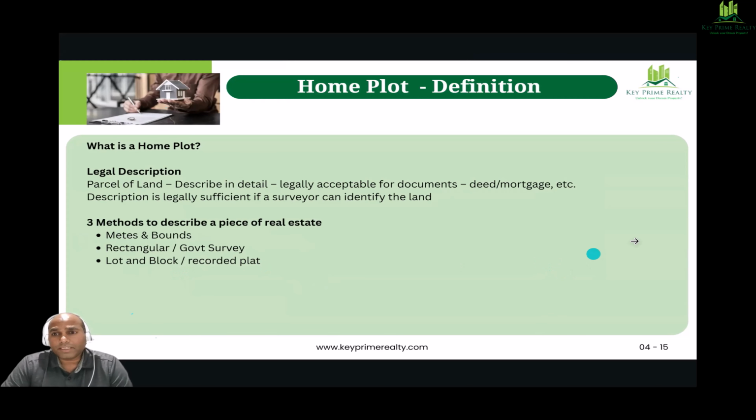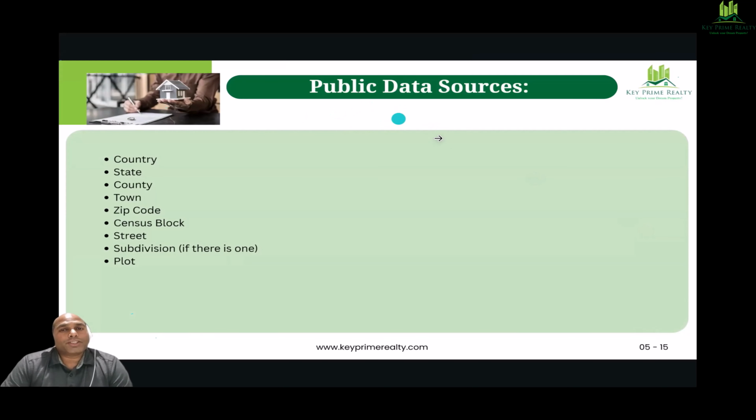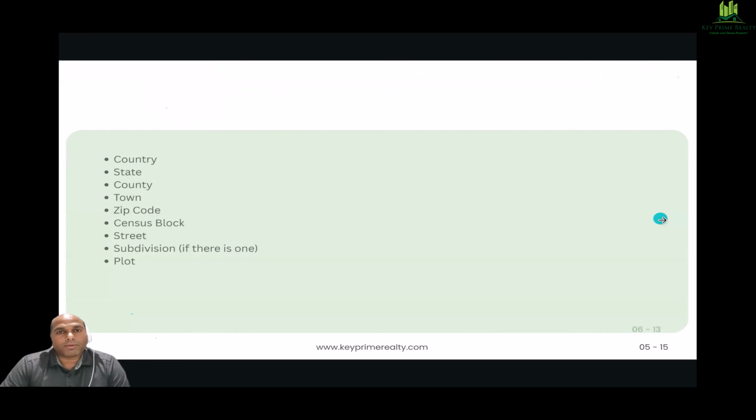Okay. Then moving to the next slide. So the public data sources, we just look at the macro or the coarse grain to the fine grain. So we look at the public data sources at the country level, state level, county, town, zip code, census block, street, subdivision, and plot. Okay, subdivision if there is one. In many cases, subdivision may not be relevant. Relevant geographic division, right?